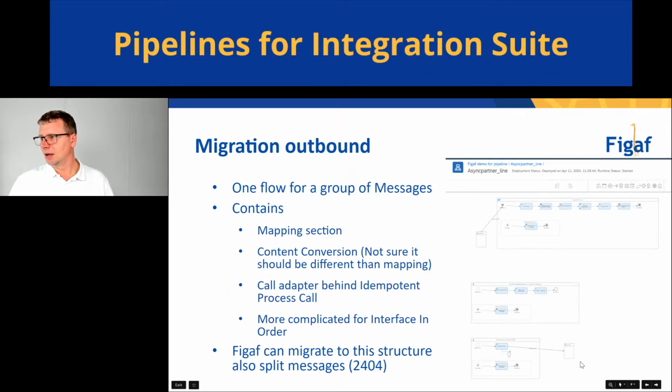Good. Migration of flows, and I think this is one of the key areas where this makes sense, because you can take your existing PI ICOs from the operation mappings and interface processing, migrate those, and then you can just plug them into the receiver determination, and then they'll be processed.